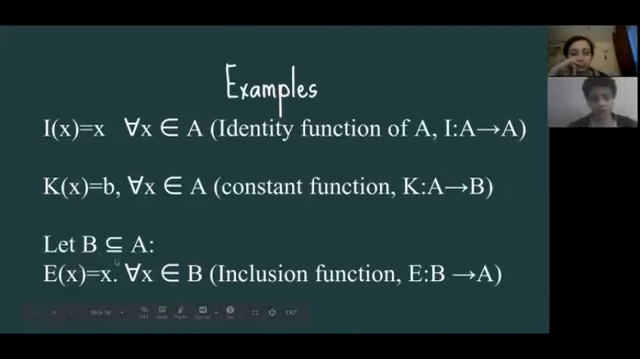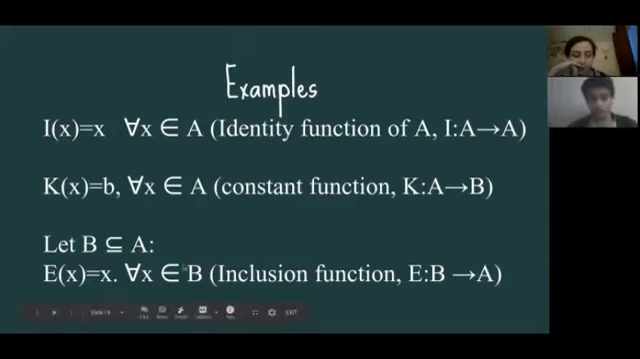The last example of functions is the inclusion function. So first we'll let B and A be classes. We are assuming that A and B are classes in all the cases here. Let B be a subclass of A, and E maps from B to A. So the domain is in B and it maps to A. What this is saying is that E of x equals x for all x belonging to B. So how is this different from the identity function? They are the same if and only if B and A are equal. So if B equals A, then the inclusion function is the same as the identity function.